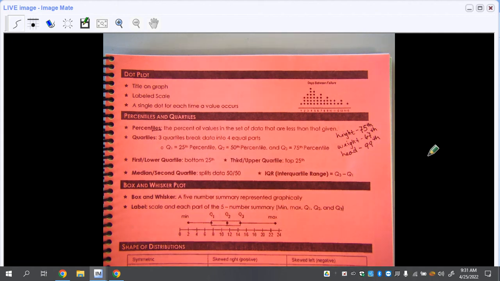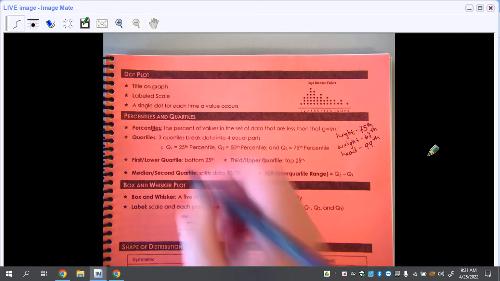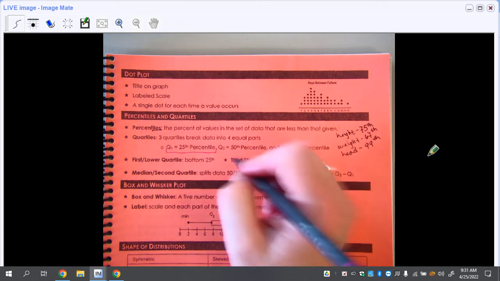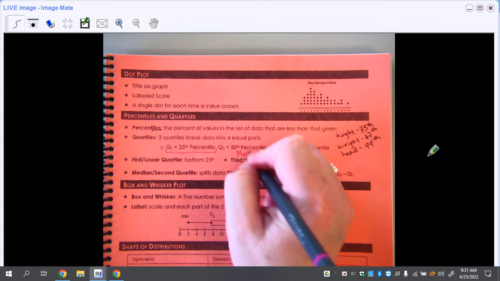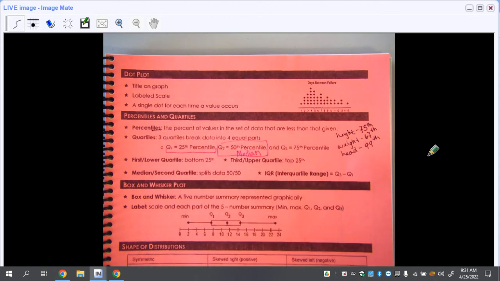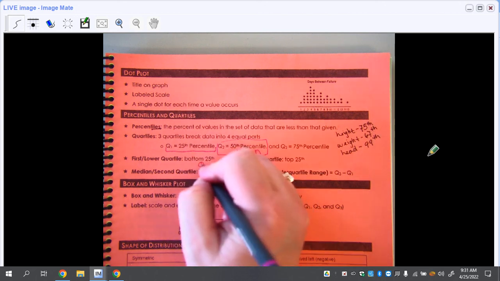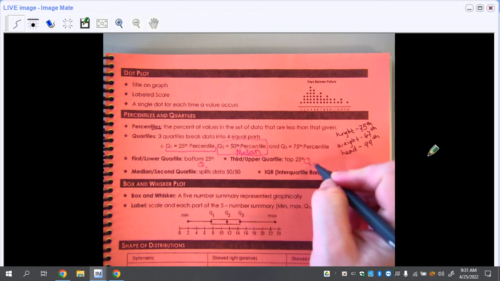So we then break it down into more specific quartiles. We look at quartiles. The first quartile is the 25th percentile. The second quartile is the 50th, which is also your median. And then the third quartile is your 75th percentile. We don't talk about a fourth quartile, although that would be your 100th, but we don't talk about that one at all. So your lower quartile is the bottom 25%, so that's your Q1. Your upper quartile, the top 25%, that is your Q3.